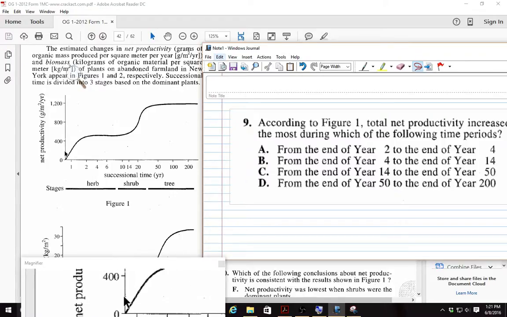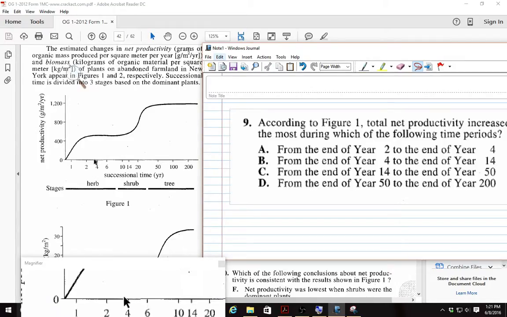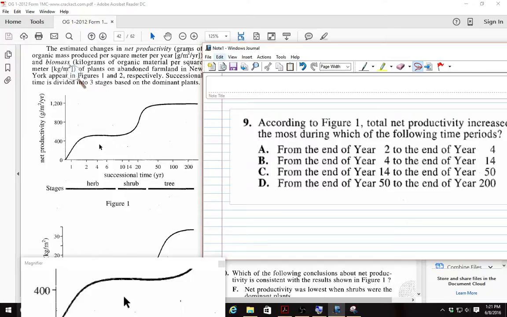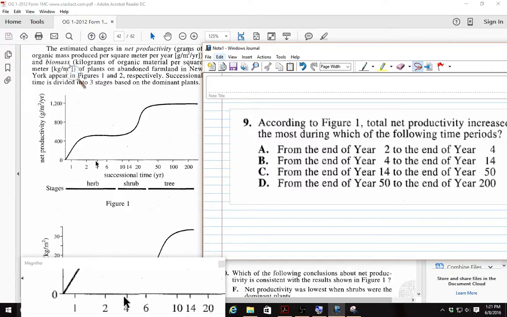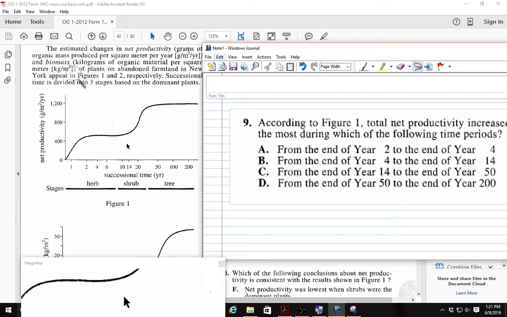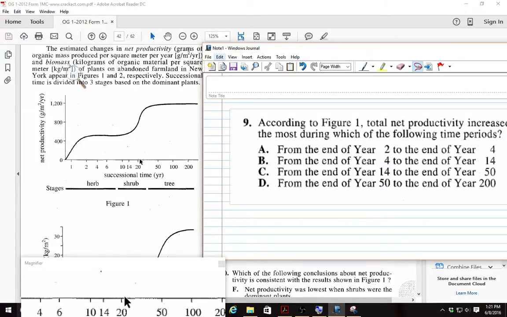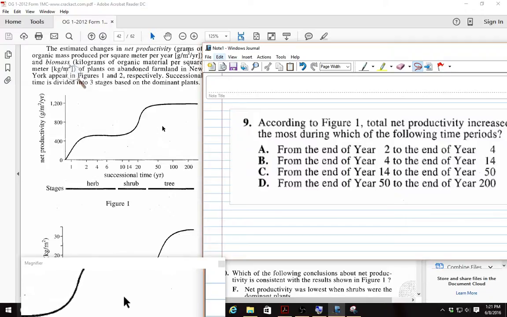From year 2 to year 4, no, that doesn't look like much of an increase. From year 4 to the end of year 14, that doesn't look like much of an increase either. If you look at this carefully, 4, 14, yeah, it doesn't seem like it's increasing much. Year 14 to the end of year 50, this makes a little bit more sense. As you can see, it's actually year 14 here, year 50, all the way up here.